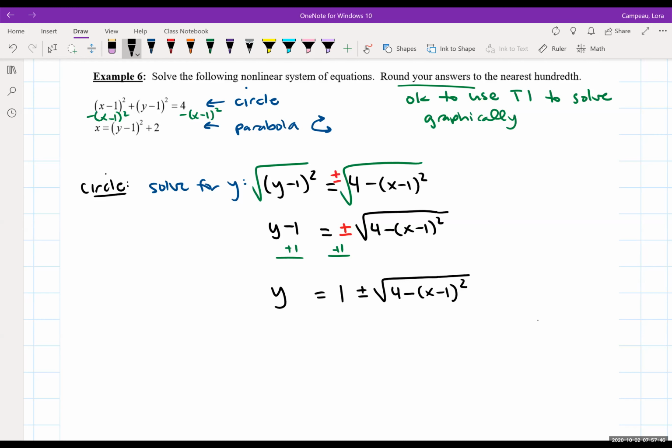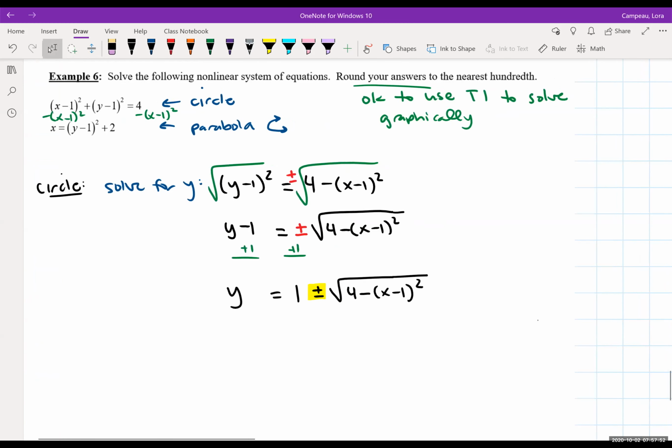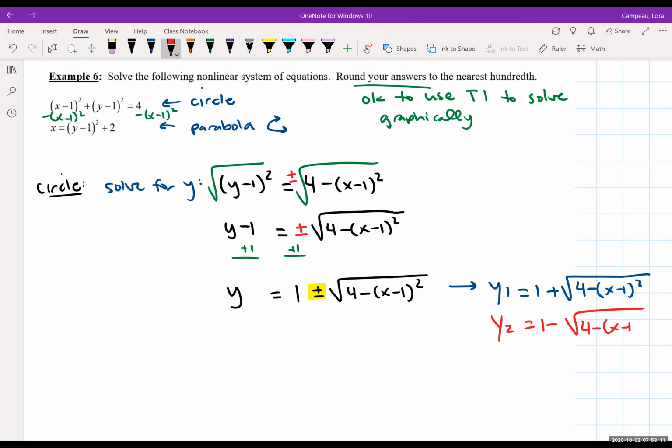So we have y equals positive 1 plus or minus the square root of 4 minus x minus 1 squared. Because we have this plus or minus, that means y1 is the positive case, 1 plus the square root of 4 minus x minus 1 squared, and y2 will equal 1 minus the square root of 4 minus x minus 1 squared. So we can take some time to enter those into our calculator, and then that's a nice little break. Then we'll go back and do some algebra for the second equation. I'm going to refer back to these quite a bit.